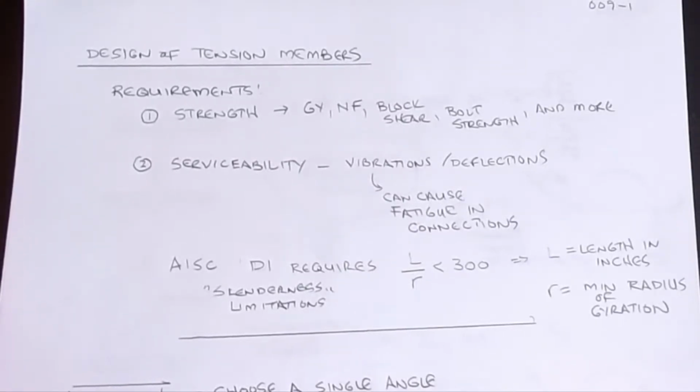Up to this point, we've spent a lot of time talking about the design of tension members with regards to strength and doing calculations like gross yielding and net fracture. But in a practical sense, that's not all there is to it. You also have to consider something known as serviceability, and in this video, I'm going to show you how to do that. So without further ado, let's get started.